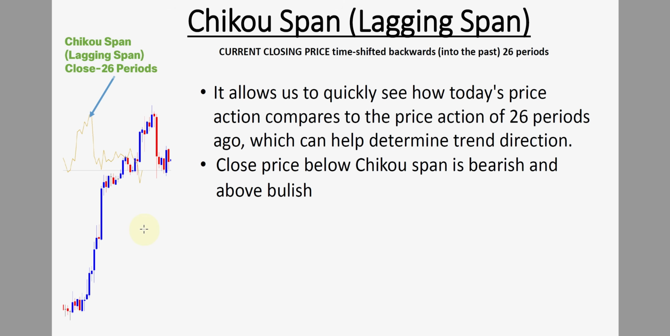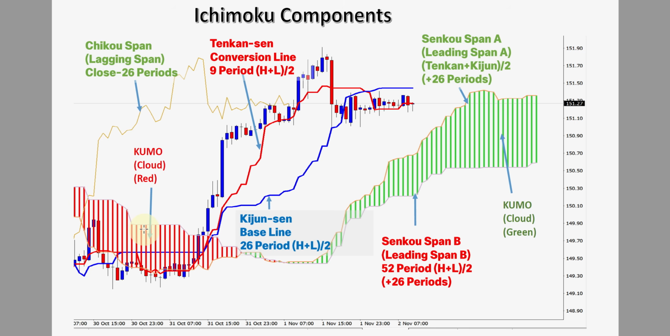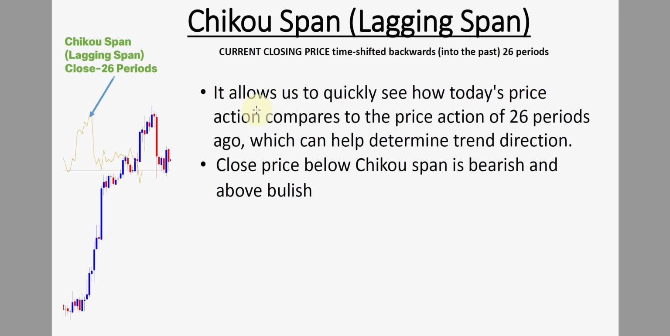The next indicator is called the Chikou span. Let me show you where it is in the components. This indicator here is the Chikou span. Let me tell you what it does. It's calculated by taking the current close price and shifting it 26 periods backwards. So it is the indicator that looks like this and is always lagging behind the price. This is the current price here, and this indicator is always 26 periods behind.